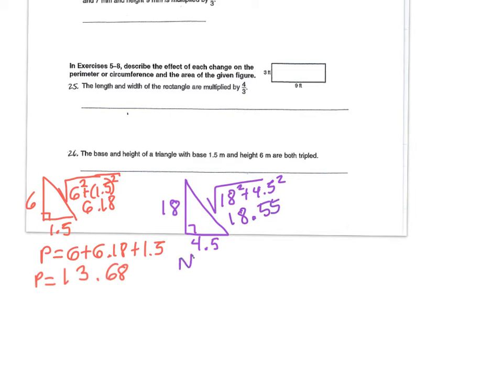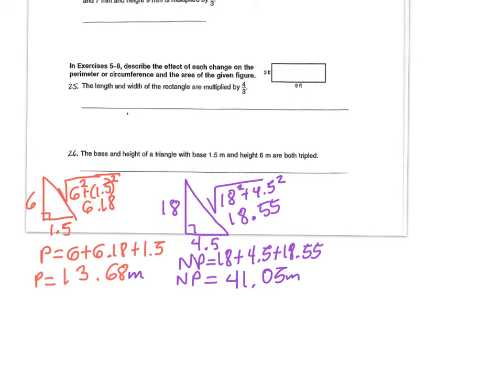So the new perimeter would be the sum of the three numbers. So add this, 18 plus 4.5 plus 18.55. So the new perimeter. So what did you get? Did you get 41.05? Yes, so this is meters.